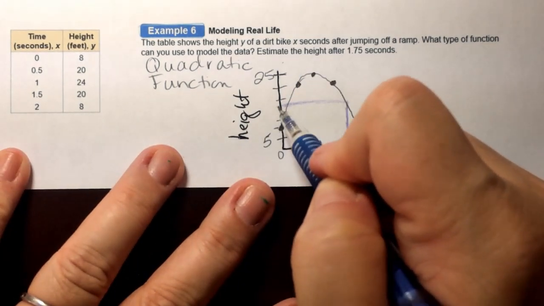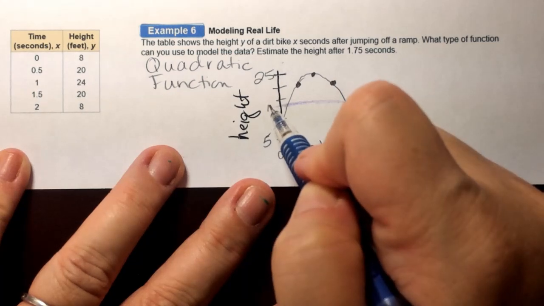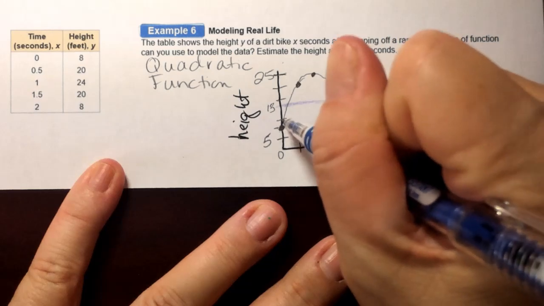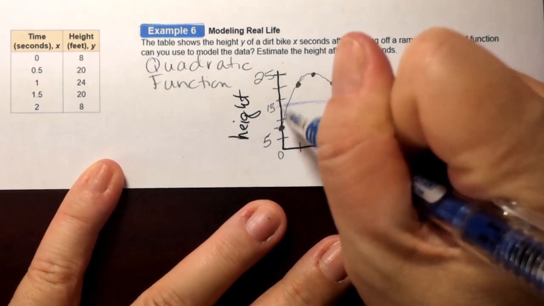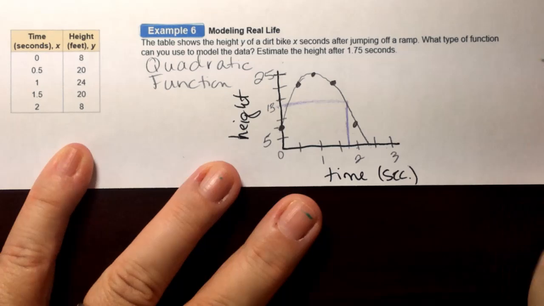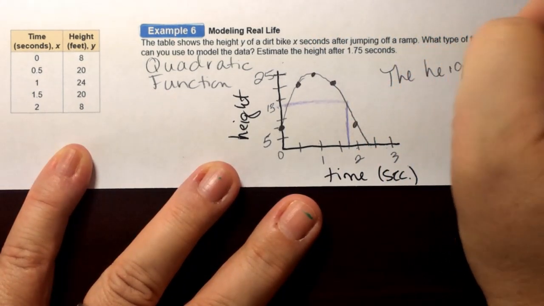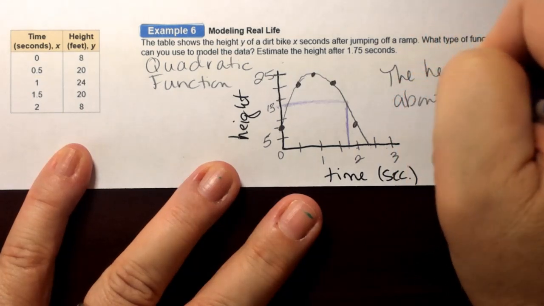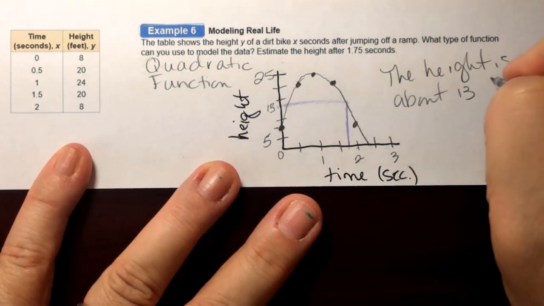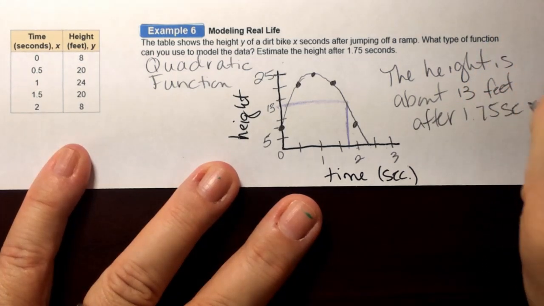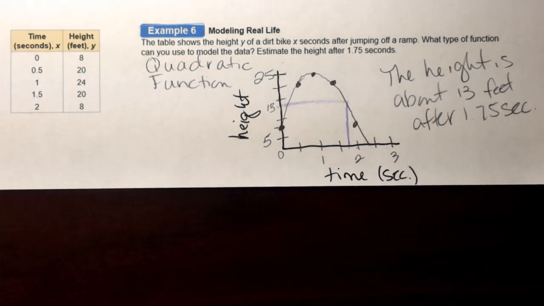So we got 5, 10. This would be 15. So maybe like 13 or 14. So we could say 13 or 14-ish, right? Yeah, looks good to me. Right, we got 5, 10. Oh, nope, hold on. Oh, that was 8. So yeah, 5, 10, and that would be 15. So I'm going with 13. So we would say estimate the height. The height is about 13 feet after 1.75. If you like 14, we're estimating. So if you like 14 better, go for it.